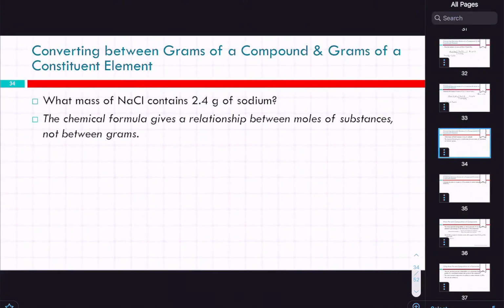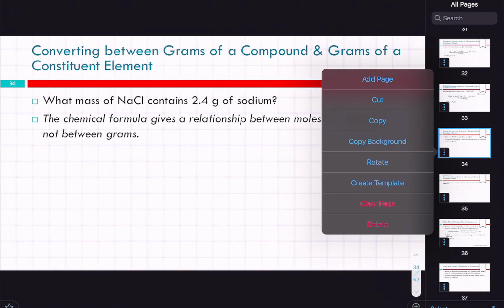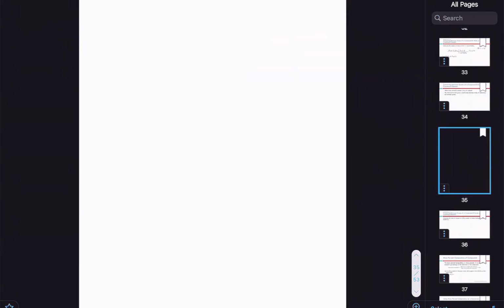Okay, so let me, wait, how do I add this? I want to add a page. Okay.